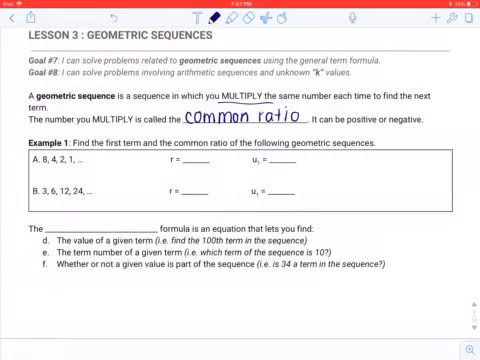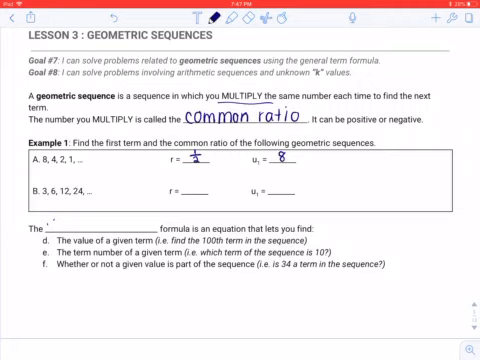So let's take a look at example 1. Find the first term and the common ratio of each of the following geometric sequences. So if I start with A, my first term is 8. My common ratio, I'm thinking, what do I multiply by 8 to get 4? And what do I multiply by 4 to get 2? For some people, it might be obvious right away that my common ratio is 1/2. I'm multiplying by 1/2 each time.